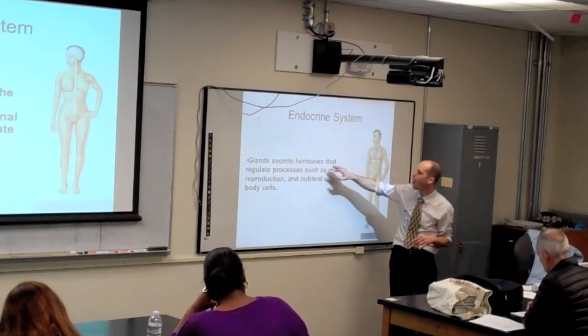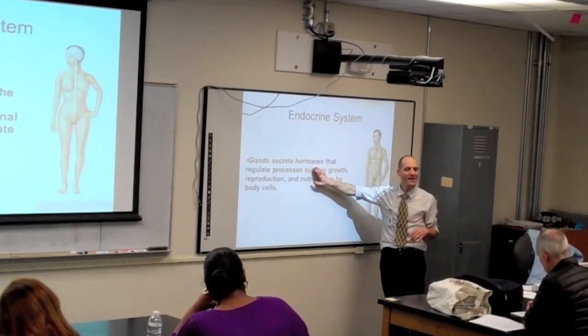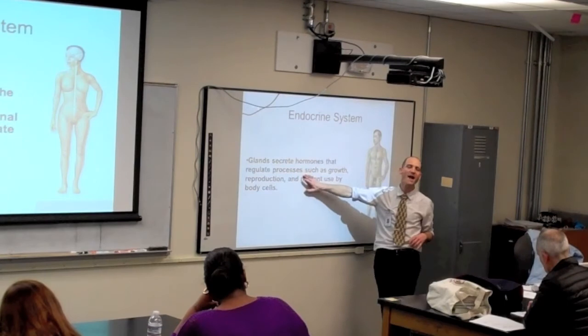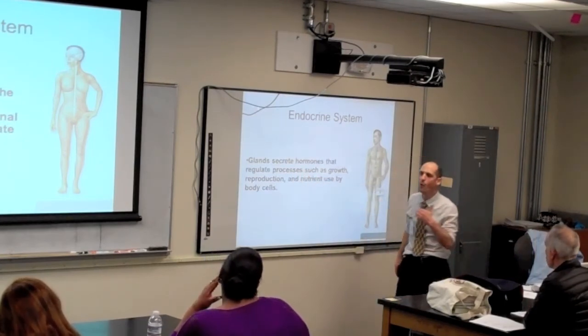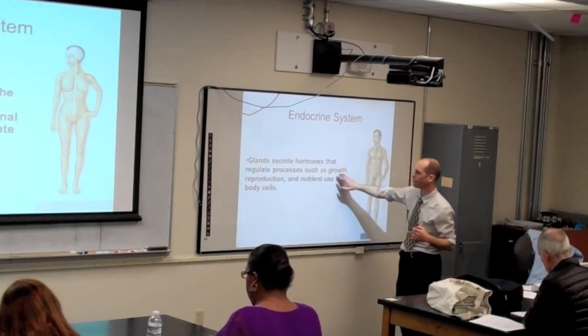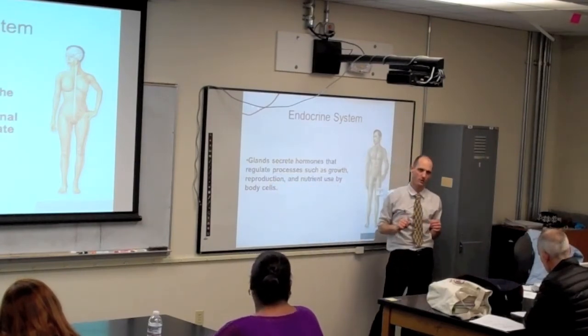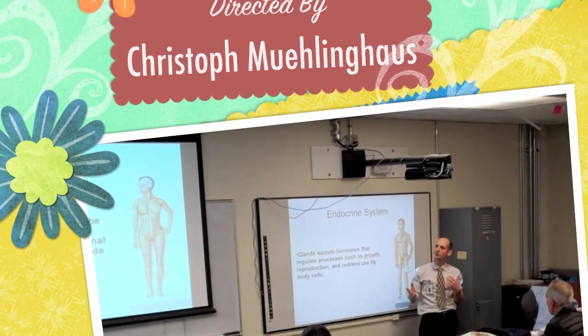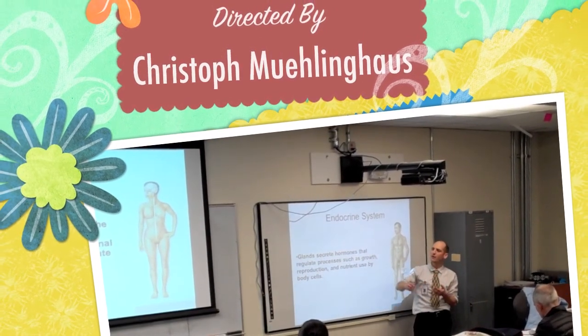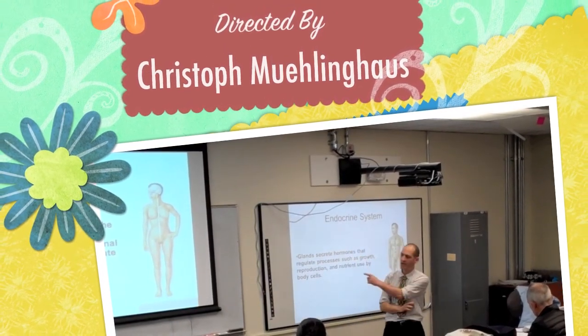Glands secrete hormones that regulate processes in the body that usually are slower, like growth or reproduction or how we use nutrients. That's a slower process that takes a little bit longer than the quick, fast reaction we get from the nervous system.